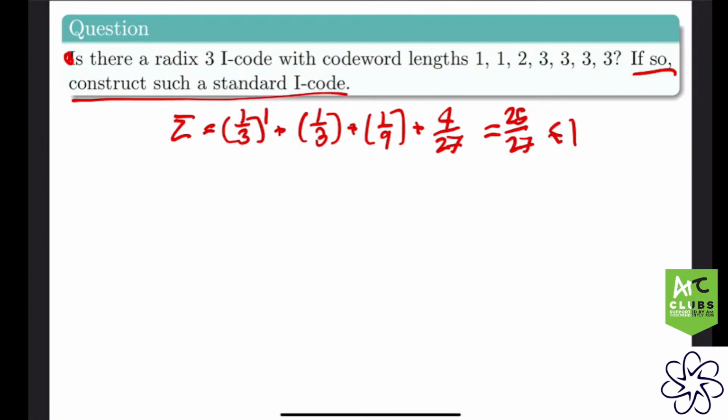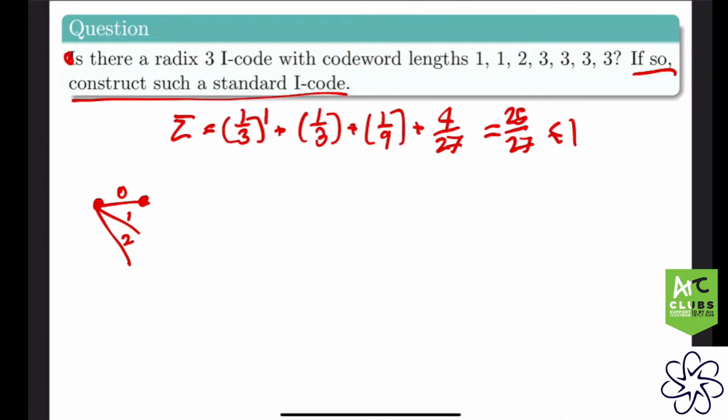Cool, so let's construct a standard I code. So there are 2 ways of doing this, and I'm going to show you one way, and then the slides will talk about the second way. And the way I'm going to do it is I'm going to construct a tree diagram. Each node of my tree is going to have 3 legs, and these are going to represent 0, 1, and 2, because we're in radix 3. And I'm just going to go down my tree and fill in as many code words as I can with each length before extending the tree to the next.